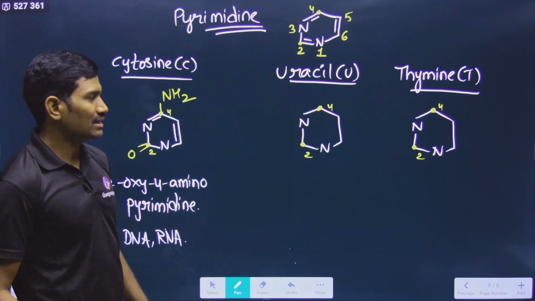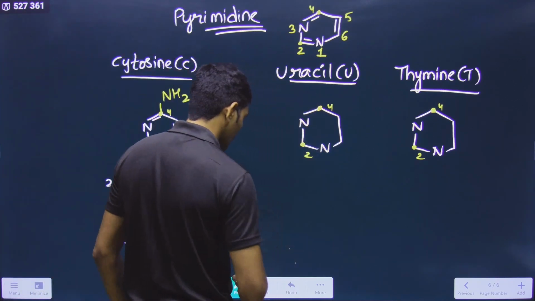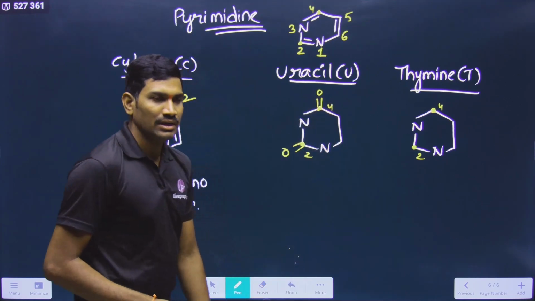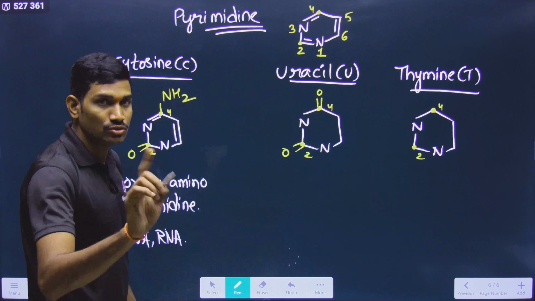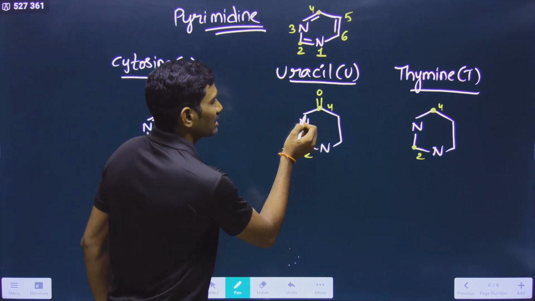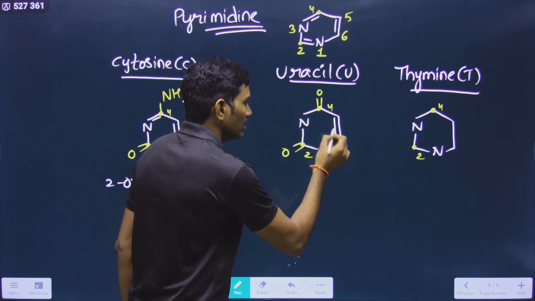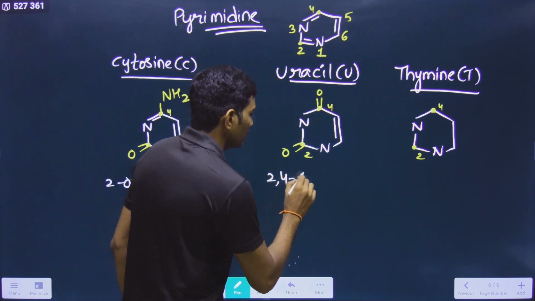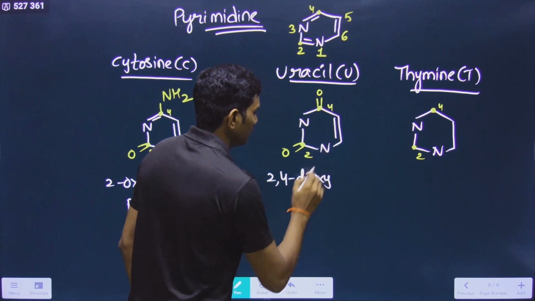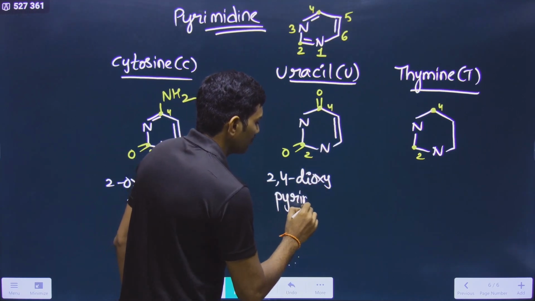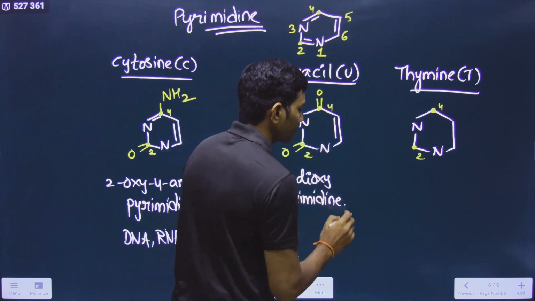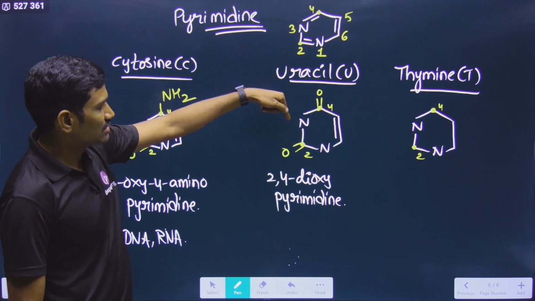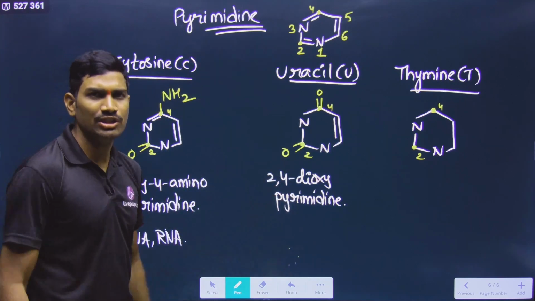Now we will go with uracil. In uracil, these are the two positions. At both positions, double bond O is present. So you cannot keep a double bond here, you cannot keep a double bond here. You can keep a double bond only here. That's it. So how will we write this? 2,4 dioxy pyrimidine. Very simple. Automatically this nitrogen will get hydrogen, this nitrogen will get hydrogen. That adjustment we need to do.